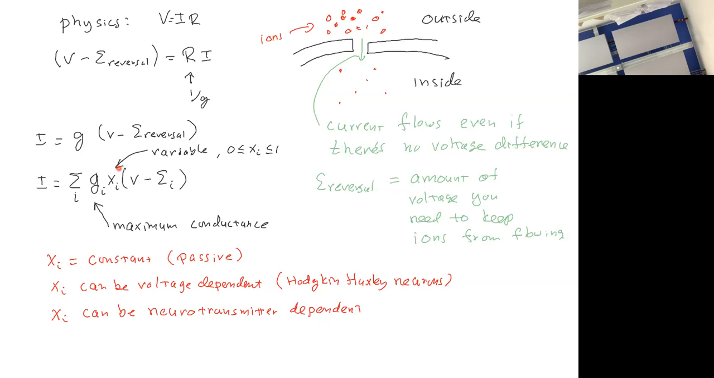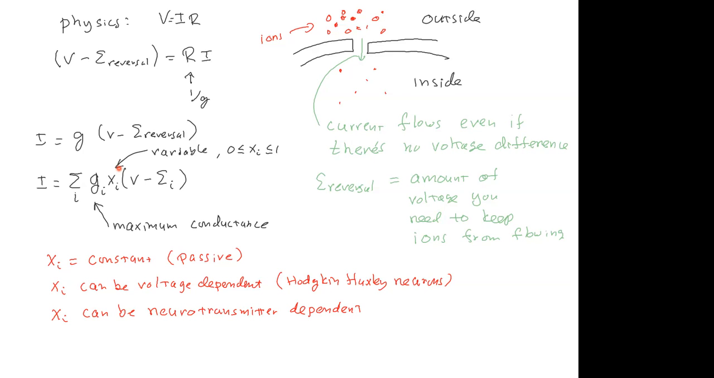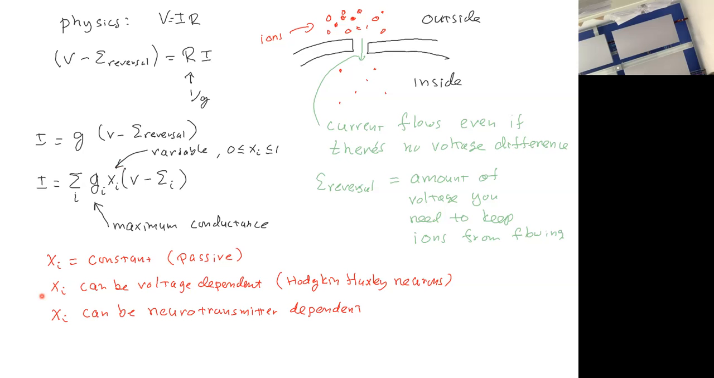So that's really a primer on things. For these, you tend to write down some equation, dX_i/dt equals stuff. Stuff can be dependent on voltage or neurotransmitter. Okay, so let's go back to our presynaptic terminal. A presynaptic terminal looks like this.